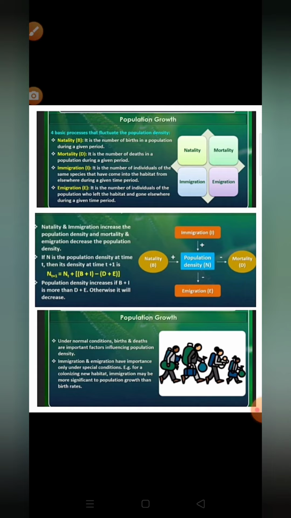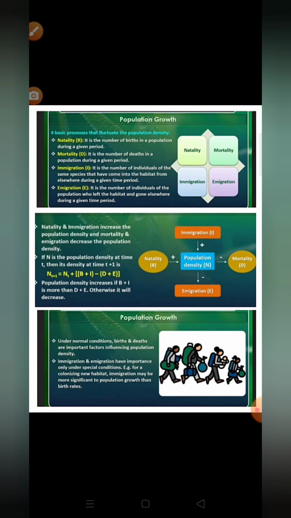Now what are these? The size of a population depends on the food availability, predation pressure, and weather. Therefore, the size of the population is not a static parameter. So these basic processes, what are these? Natality is the number of births during a given period of time, and it increases the population density. And mortality, what is that? It is the number of deaths in a given time period, and it decreases the population density.